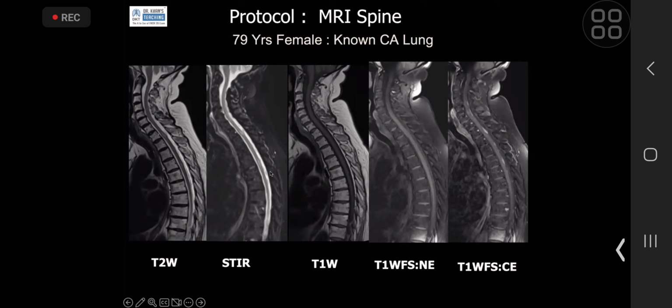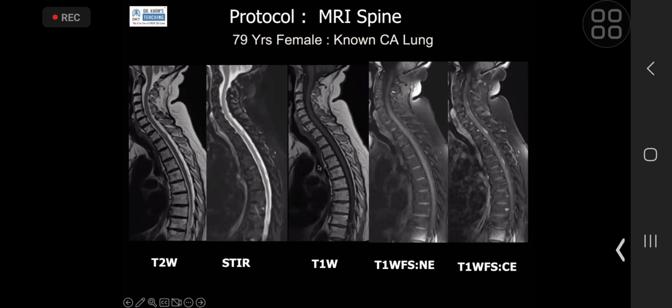A stir sequence, by definition, is a fat saturated sequence, and anything edema, bone marrow edema, spondylodiscitis, that kind of clinical picture, it will show very well. And now we also use the stir sequence to pick up cord lesions, particularly in cases of MS. And the sensitivity is more than other sequences.